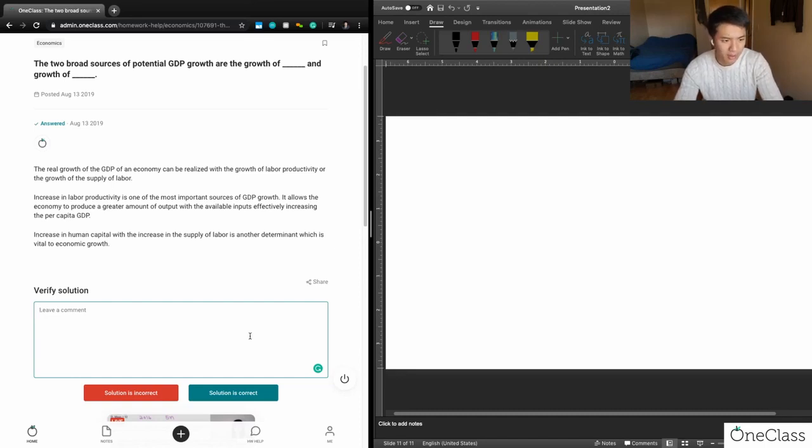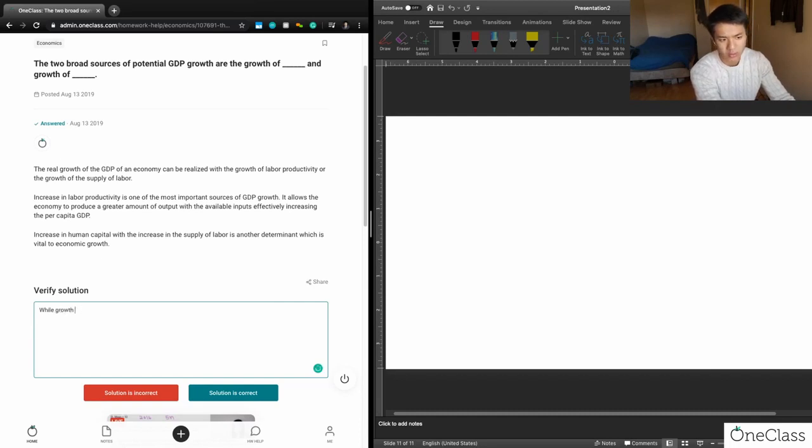They say here that increases in labor productivity is one of the most important sources of GDP growth. It allows the economy to produce a greater amount of output with the available inputs, effectively increasing the per capita GDP. That's true. That's the definition of increased productivity. And then finally, increase in human capital with the increase in the supply of labor is another determinant which is vital to economic growth. Yeah, so fairly accurate. What we're going to modify is whether or not it's specific to just labor.